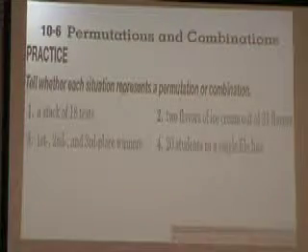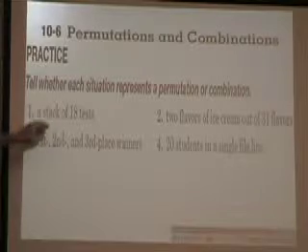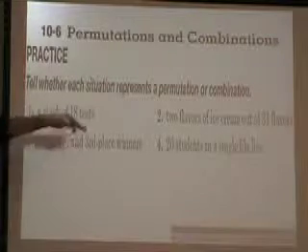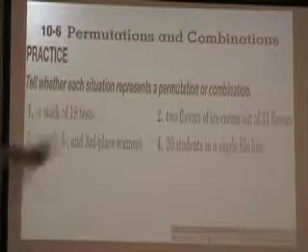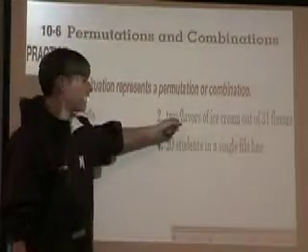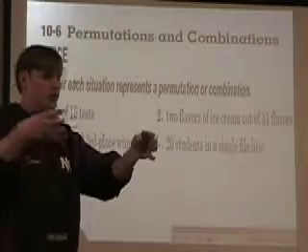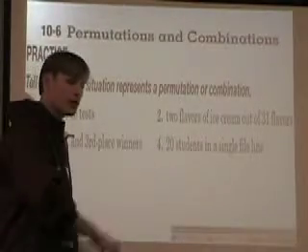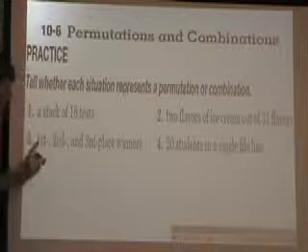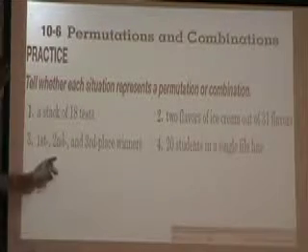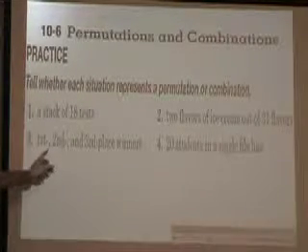Relation represents a permutation or combination. If I have a stack of 18 tests and I'm going to grade them, it doesn't matter which order it's in. So this is a what? Combination. 2 flavors of ice cream out of 31. Remember, if you just take a small amount of a big group, then the order doesn't matter, so it's a combination. Here I got first, second, third place winner. That matters. What order? So this is a permutation.